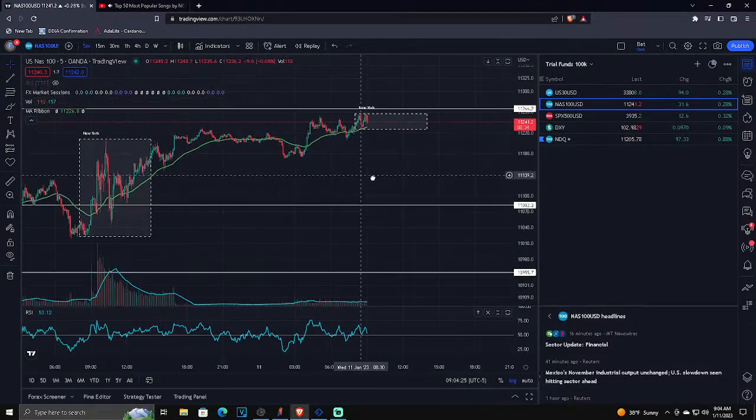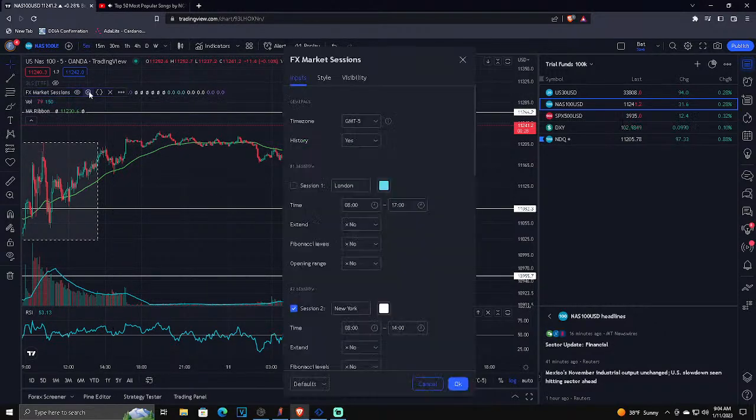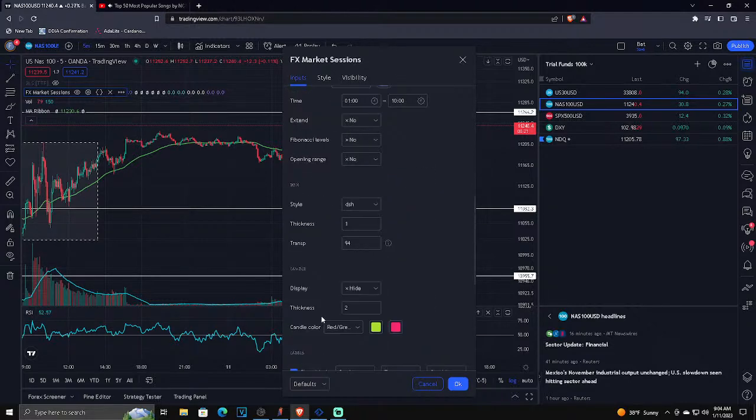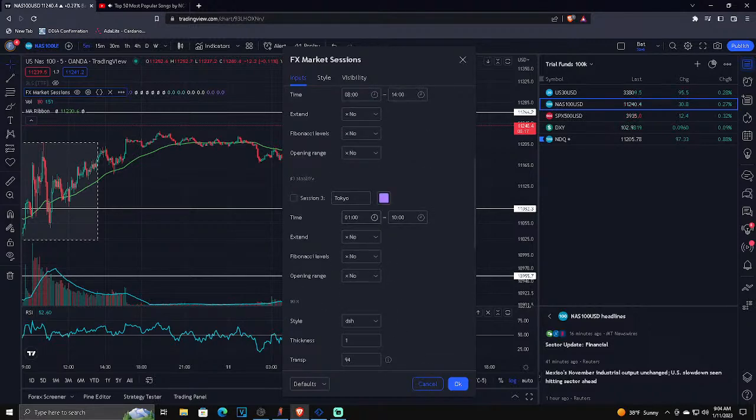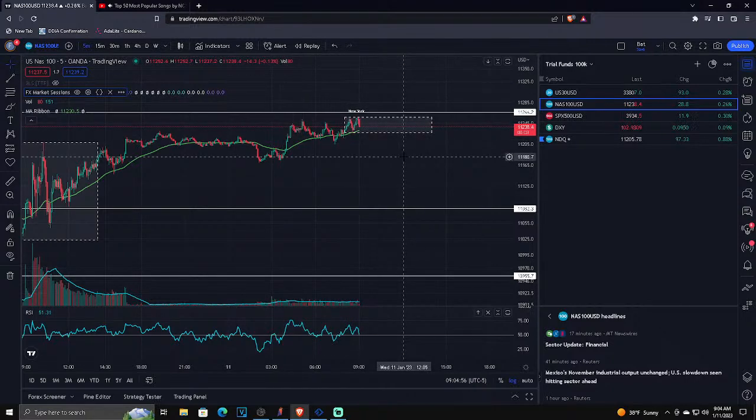So that's something I really like, this FX market sessions. And you can set your time for anything. Let me show you some of the settings here. So you can open up the London session, the New York session, Tokyo, and then you can set the time for each one based on your own time zone and when you trade. So I only have session 2 checked, and then I set my time frame. Actually, I'm sorry, it's until 2 p.m. So it's 8 a.m. to 2 p.m. for me. And that's how I backtest.